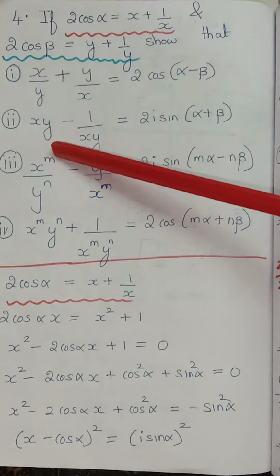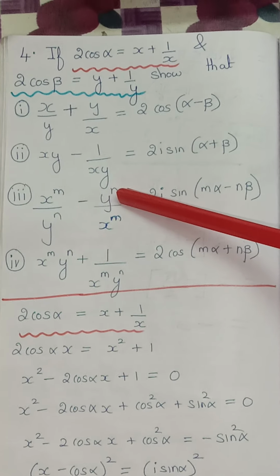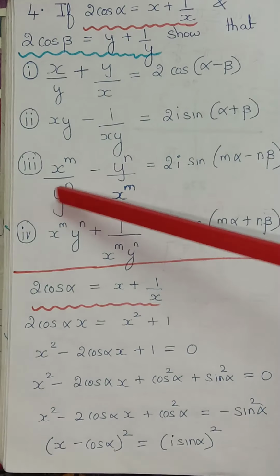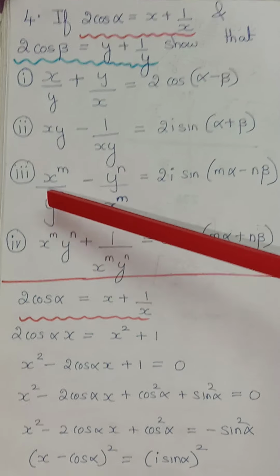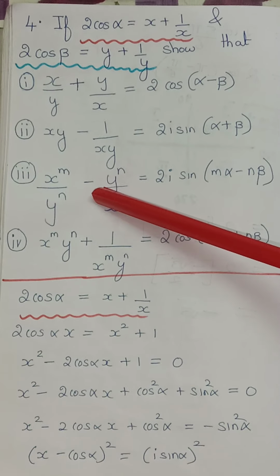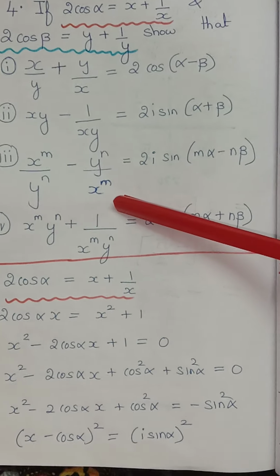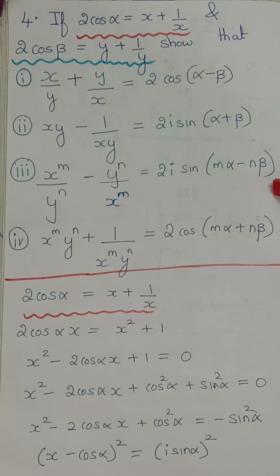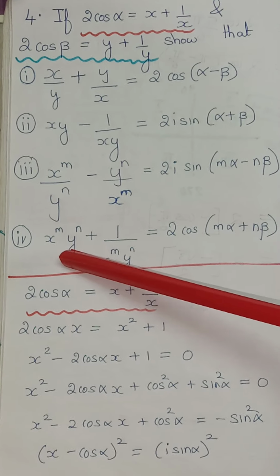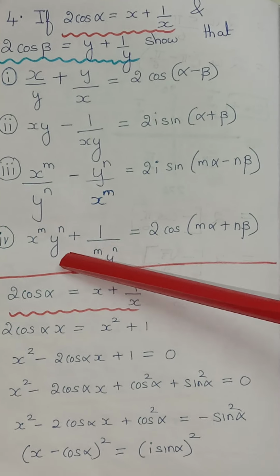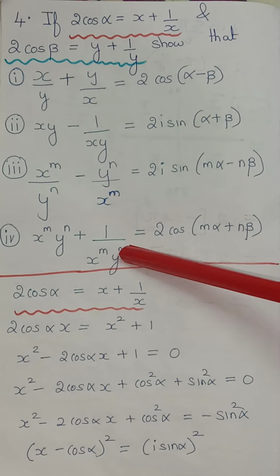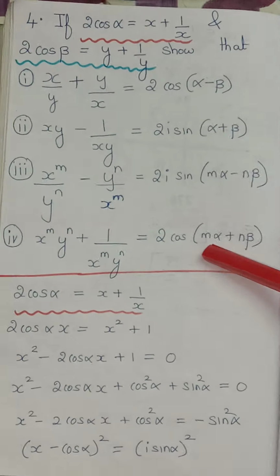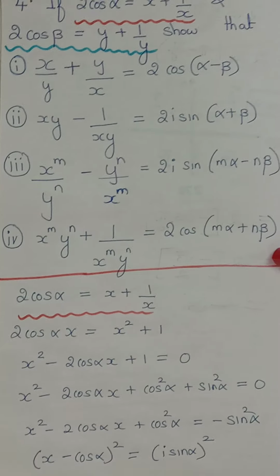Second subdivision: xy minus 1 by xy is equal to 2i sin alpha plus beta. Third subdivision: x to the power m by y to the power n minus y to the power n by x to the power m equals 2i sin (m alpha minus n beta). Fourth subdivision: x to the power m y to the power n plus 1 by x to the power m into y to the power n is equal to 2 cos (m alpha plus n beta).